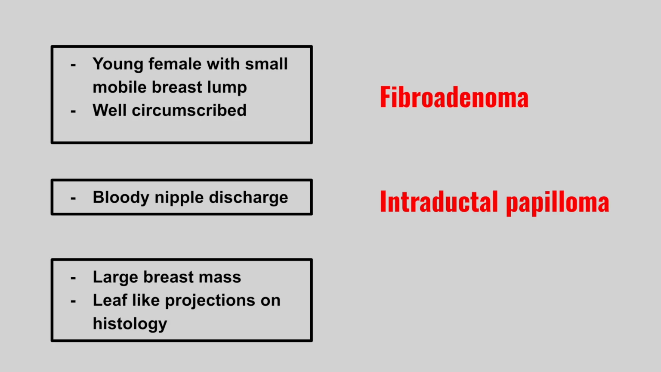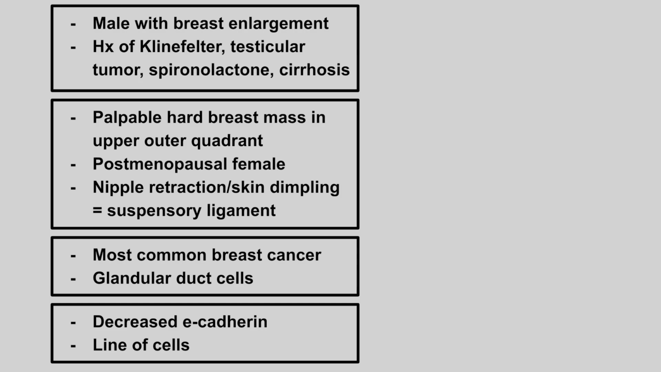Next, we have a large breast mass, and we see leaf-like projections on histology. This is Phyllodes tumor. Next, we have a male with breast enlargement. They could have a history of Klinefelter, testicular tumor, spironolactone use, or liver cirrhosis. This is gynecomastia. And all these conditions that I mentioned all have elevated estrogen, which is why they get this gynecomastia.